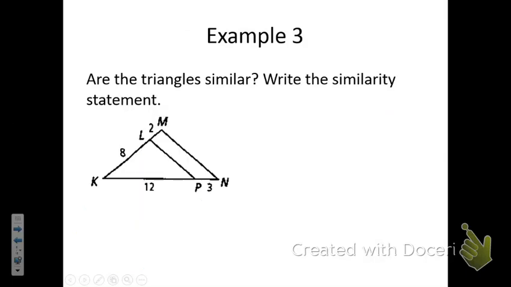Again, example 3 is just asking, are they similar? Write the similarity statement if so. Okay? So what's something that you notice right off the bat that you're going to have to do here? Add up the sides.